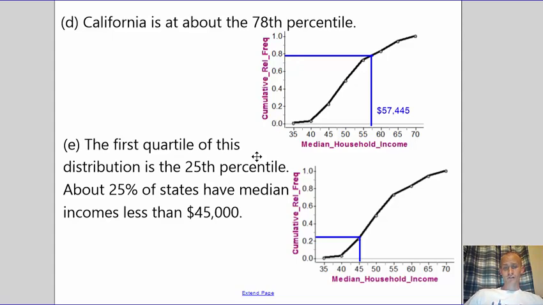To figure out where that first quartile is, remember quartiles are 25%, so we can find on our y-axis where 25% would be. We have that little notch for 30% or 0.3, and that little notch for 0.2. So halfway in between each of those, we can draw a line going over and then down, and we get about 45,000. So about 25% of states have a median income less than 45,000. That's our cumulative relative frequency graph. These aren't something that are going to be on the AP test, but something you can use on the AP test.